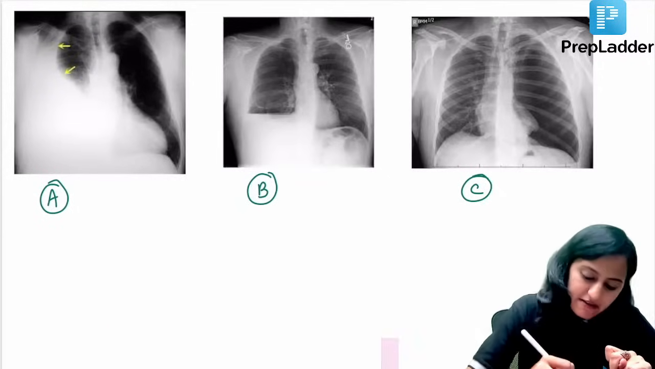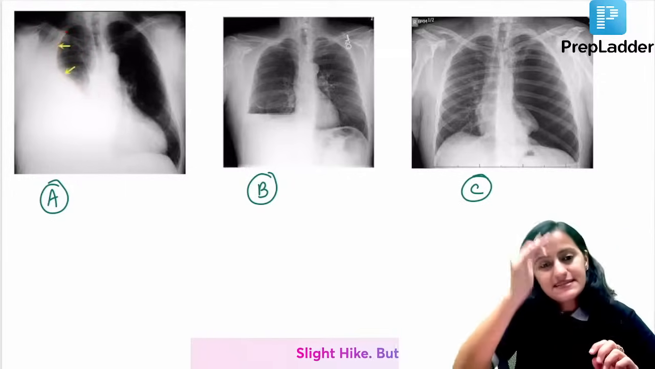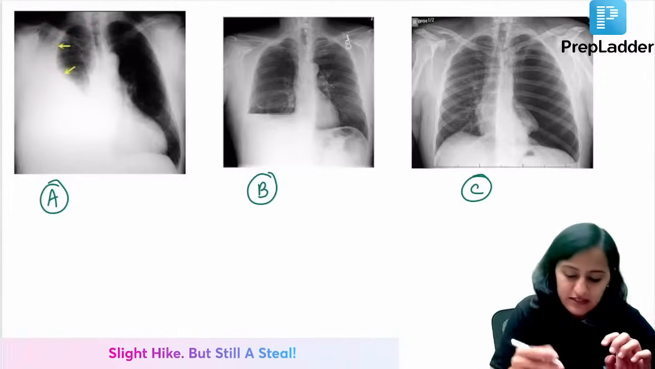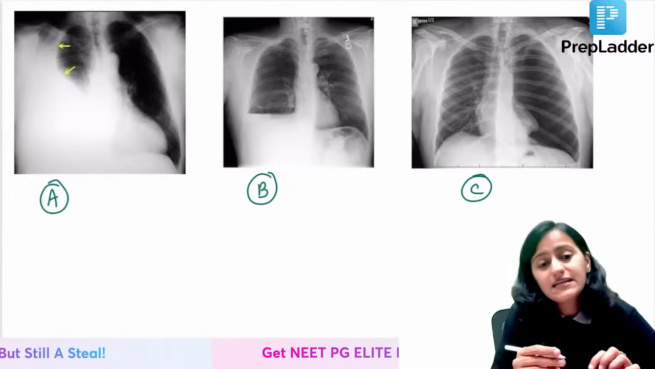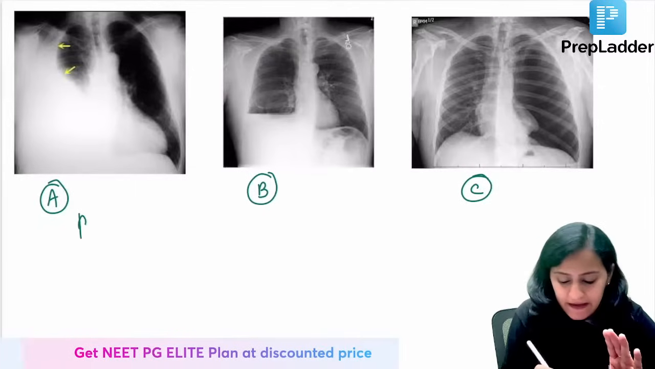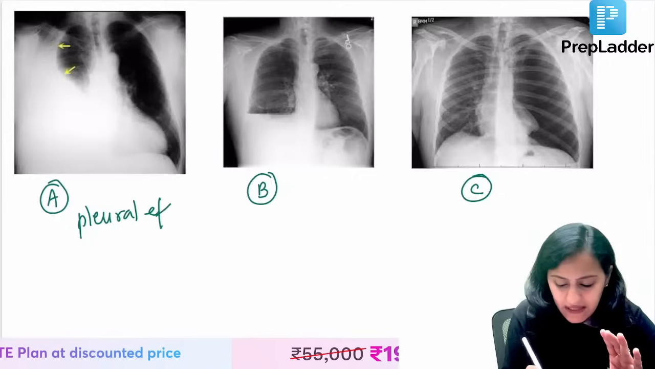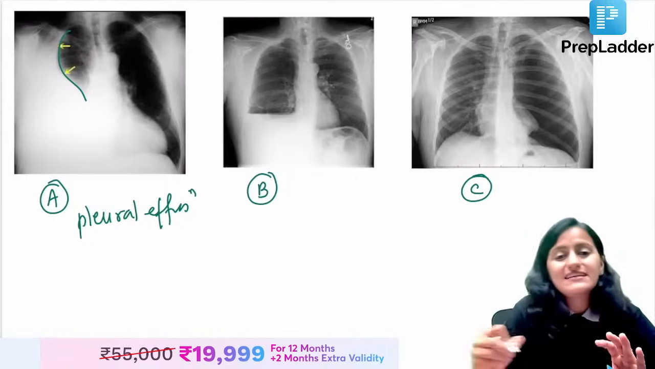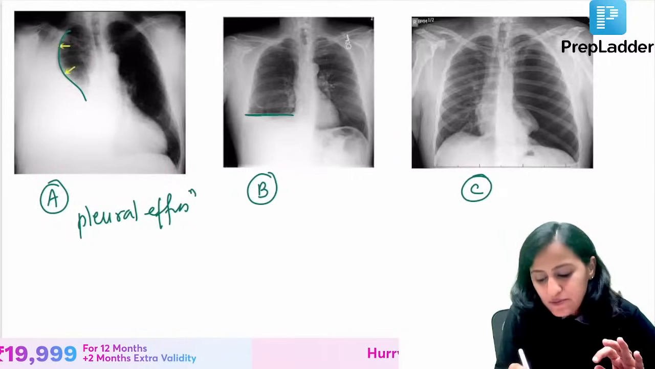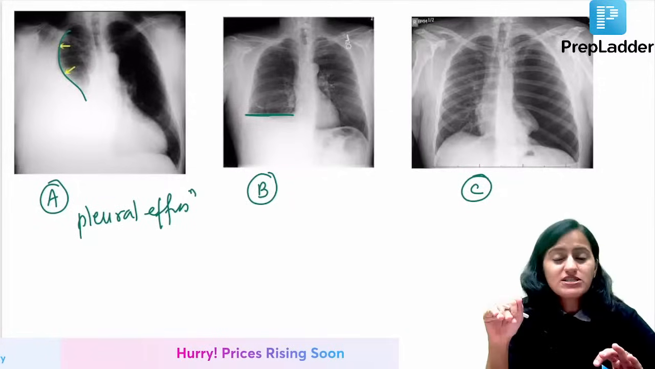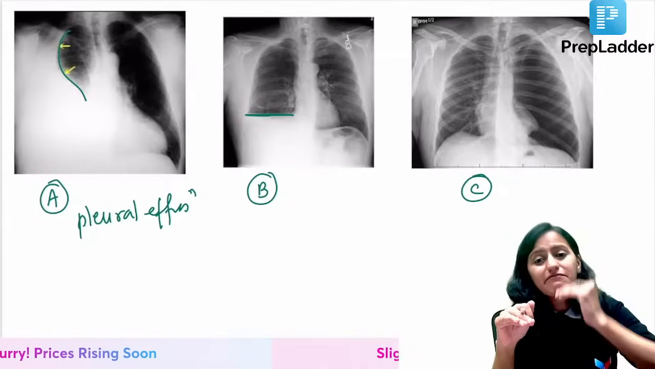The first one, where you see this meniscus as a curve दिख रहा है, Ellis curve दिख रहा है, blunting of CP angle है, white वाला fluid है. The first one is the pleural effusion, showing the Ellis S curve. The second one, where it's a flat horizontal level, you know that horizontal is air fluid both.